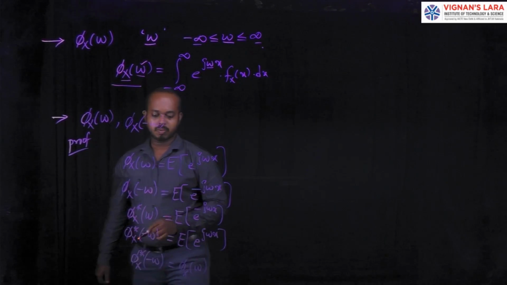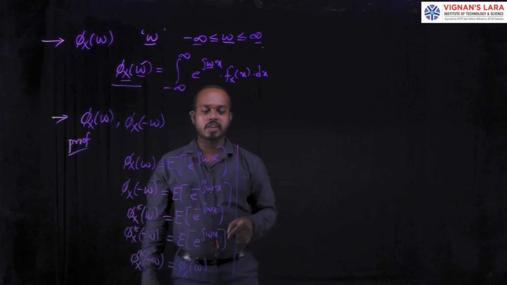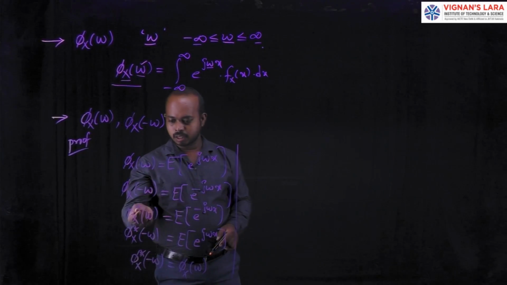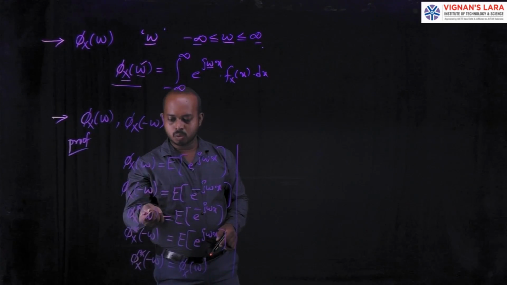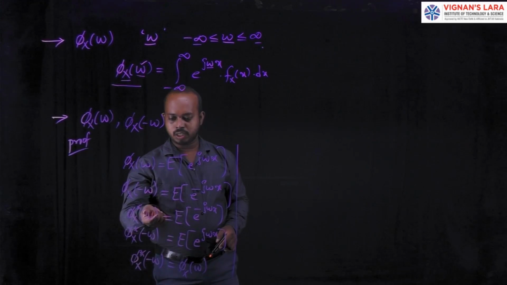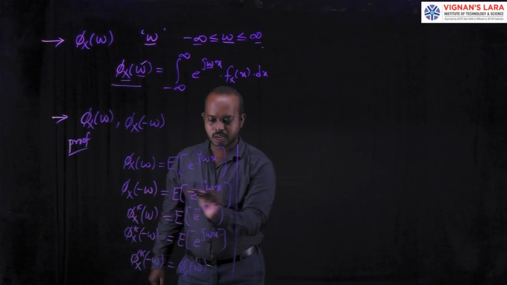Phi x of omega. Similarly, we can write the remaining equations. The remaining equations mean how to write phi x conjugate of omega in terms of phi x of omega. Here I am writing phi x of omega as the negative quantity.